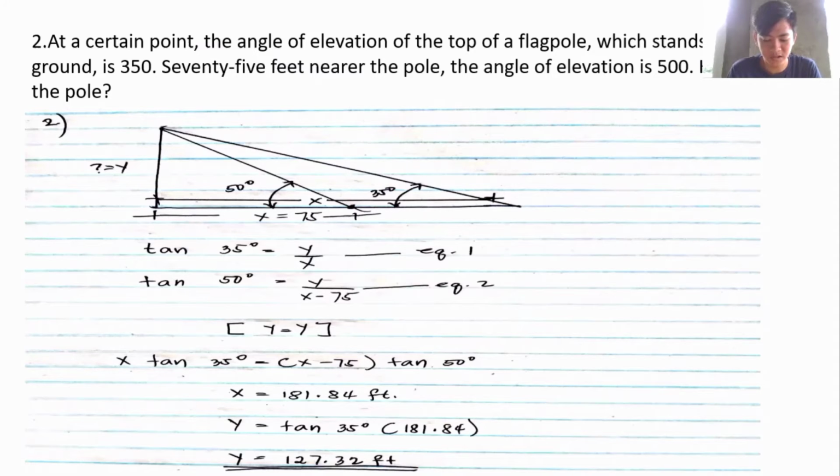x is equal to 181.84 feet. y is equal to tangent 35 degrees times 181.84. y is equal to 127.32 feet.